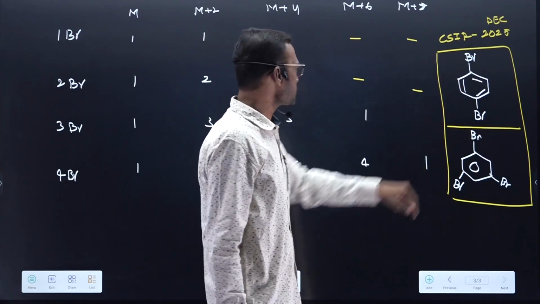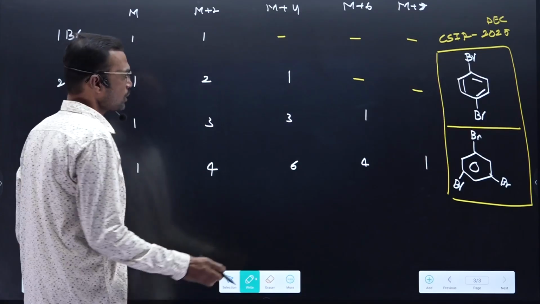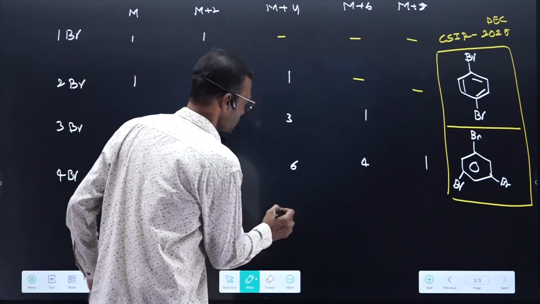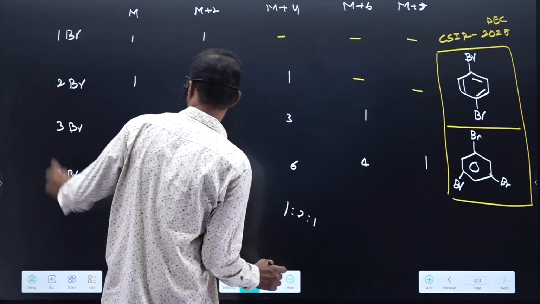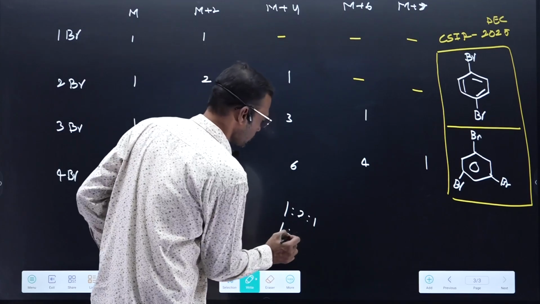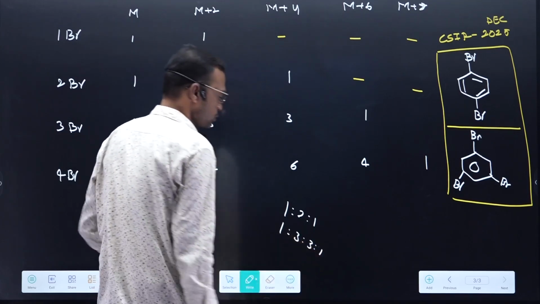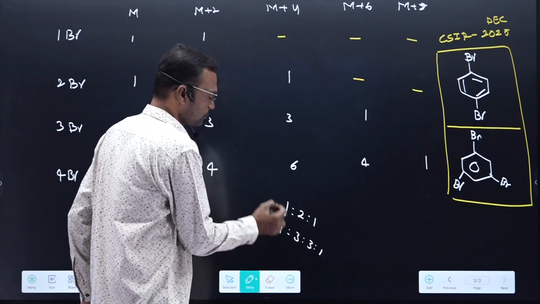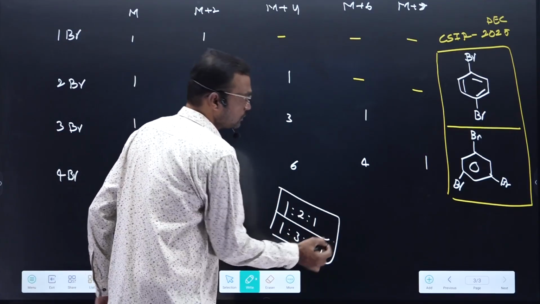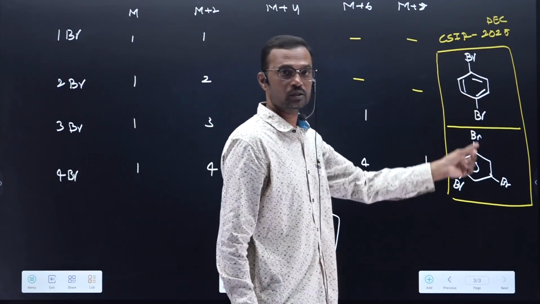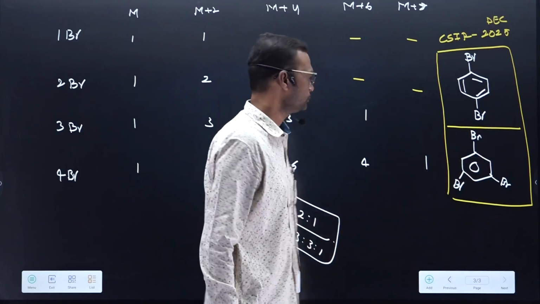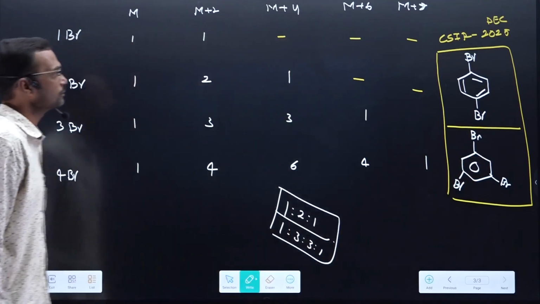Here 2 bromines are present. What is the ratio? When 2 bromines are present, 1:2:1. When 3 bromines are present, 1:3:3:1. This is given in the options. This is the correct answer. So for this, 1:2:1, and for this, 1:3:3:1. This is the CSIR question this year.